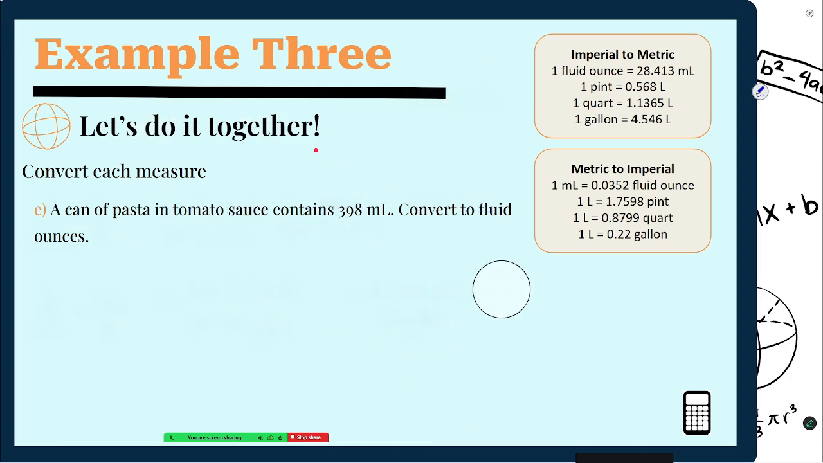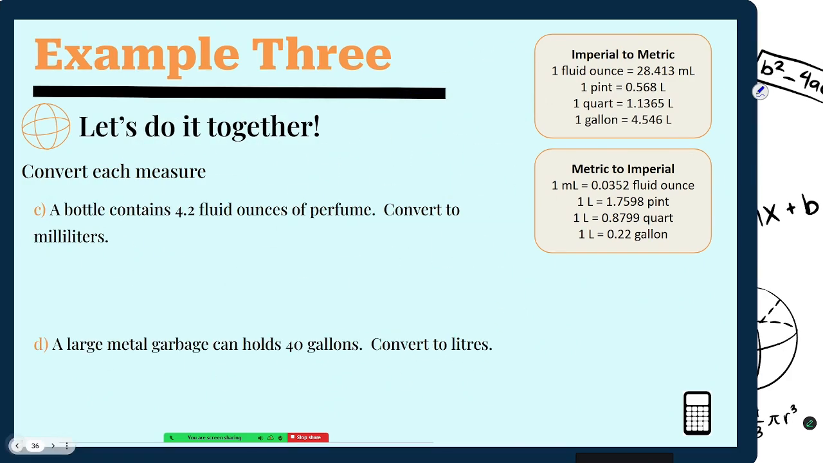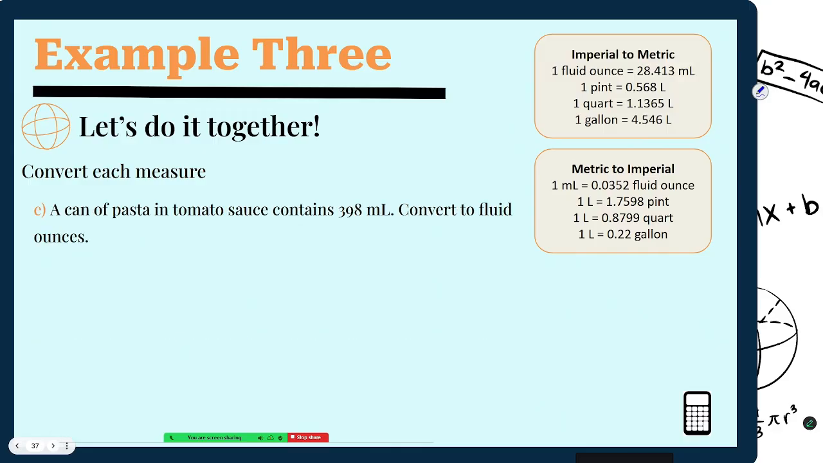If we don't have time to come back to them, you can maybe pause this recording, try your hand at converting each measurement, and you can always go online and see if you're right. You can always type into an online tool, what does 4.2 fluid ounces of perfume convert to in milliliters? What does 40 gallons convert to in liters? To check to see if you're right.